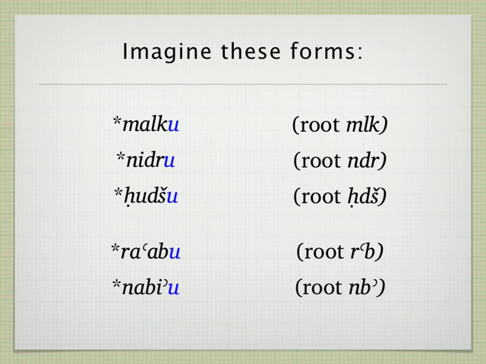So imagine a word for king, malku, and a word for vow, nidru, and a word for new moon or month, hudshu. You see that these are all of a similar pattern. They're all of the pattern consonant, vowel, consonant, consonant, and then the case ending. Compared to these other forms where it's consonant, vowel, consonant, vowel, consonant: ra'abu, nabi'u. Our attention is on the first three. The bottom two are just for comparison.